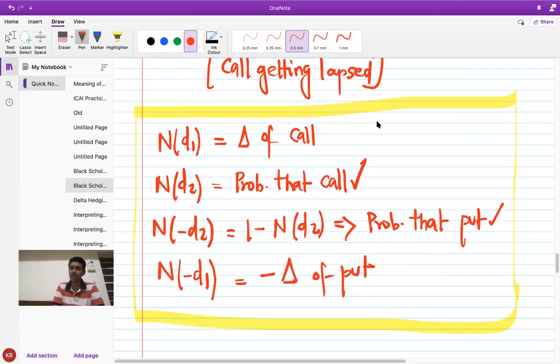And if you see, these two are used in valuing a call option, and these two are used in valuing a put option. N minus D2 and N minus D1 are both based on put and they are used for valuing put options. These two are based on call and they are used for valuing call options. So this is the last thing that you have to remember.